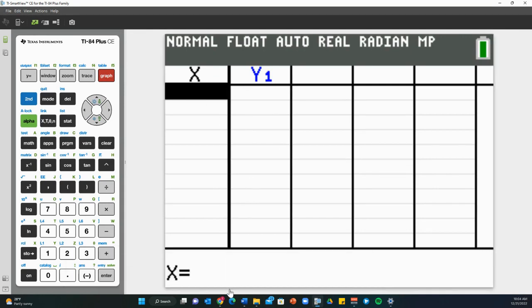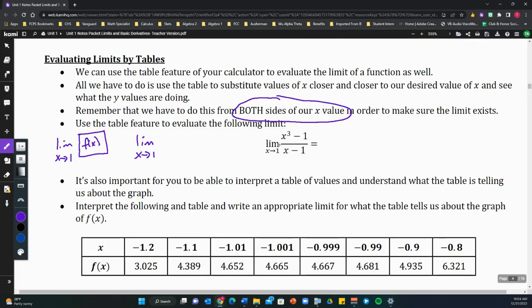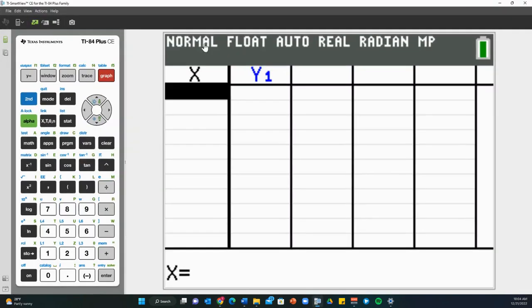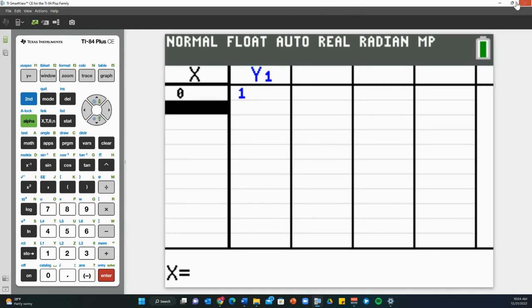So now let's go back to our notes. The limit we're concerned with, again, is at x equals 1. So in my calculator, I'm going to start on the left side of 1. It can be any value of x to the left of 1. So for example, 0 is to the left of 1. I can plug that in. But now I need to keep scooting that value of x closer and closer to 1 from the left side.